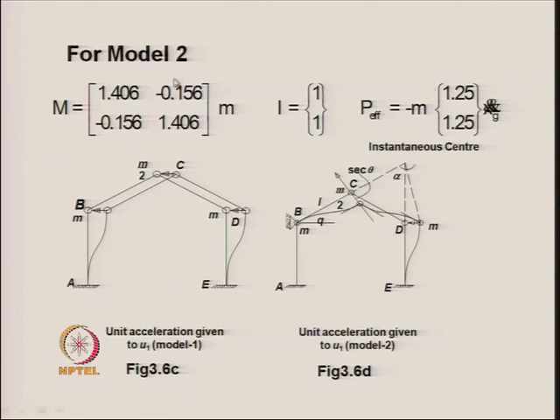The I matrix or the I vector will be 1-1 in this case, because of the horizontal ground motion for the masses both at the two ends, that is at B and D, the masses will be moving horizontally, and therefore the I vector consists of 1-1. In the previous case for model 1, it was 1 and 0, that is for the mass at B, the mass moves in the horizontal direction, but the m by 2 mass which is acting at C, that mass cannot undergo any vertical movement, therefore I was equal to 1 and 0.